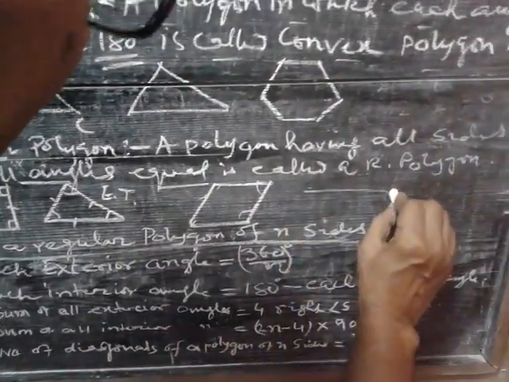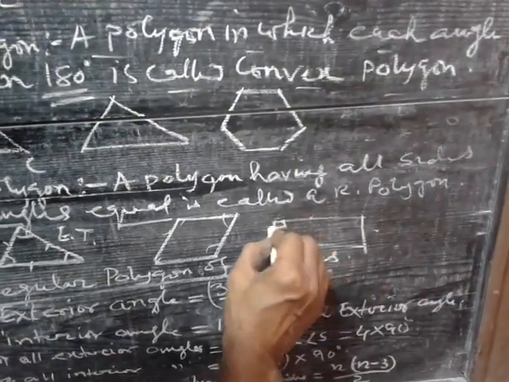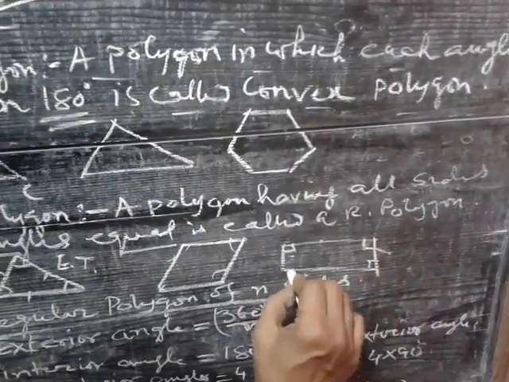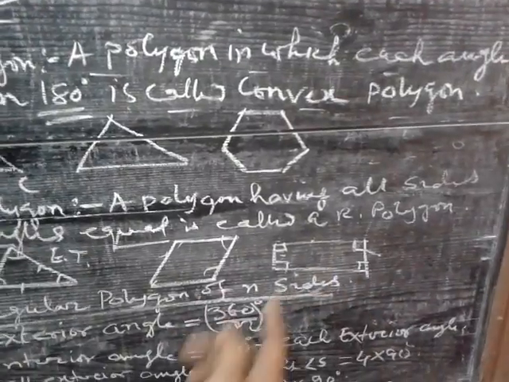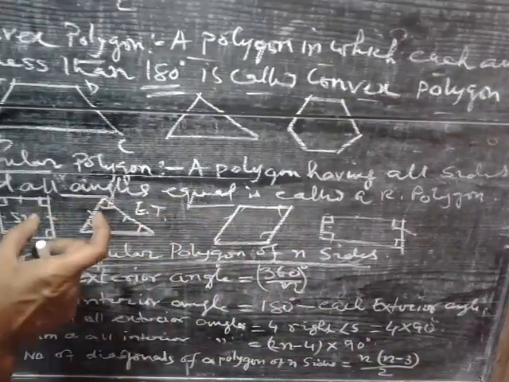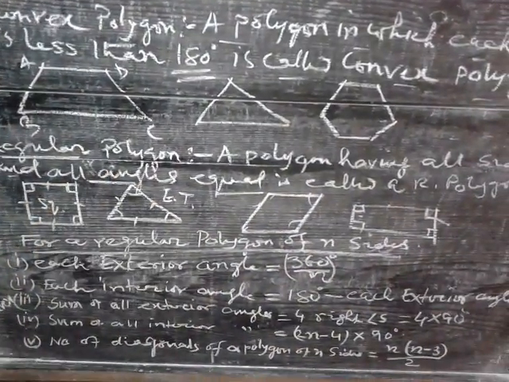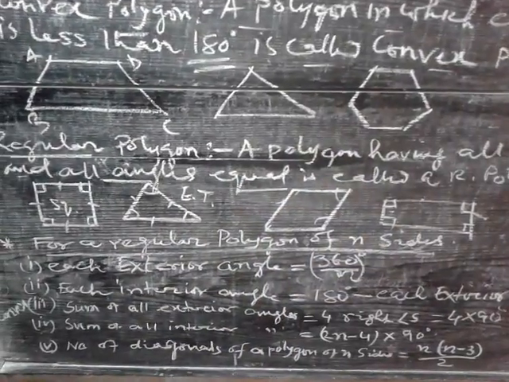It may be a rectangle also. Opposite sides are equal, angles are 90 degrees. Here angles are 90 degrees, but sides are not all equal, so it is irregular. Each angle and each side must be equal, then it will be a regular polygon, otherwise it is an irregular polygon.